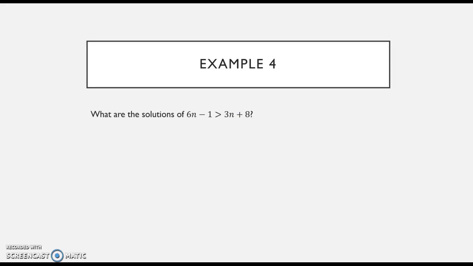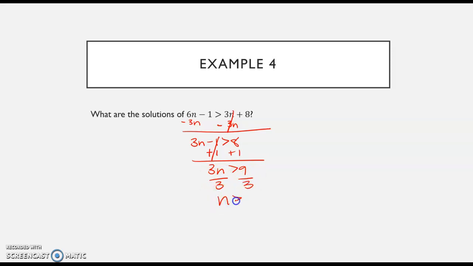Now, do I have a variable on both sides? The answer to that is yes. So I'm going to move my letter left, so I'm going to subtract 3n from both sides. So now we have 3n minus 1 is greater than 8. I've got to isolate, so I'm going to add 1 to both sides. And now we have 3n is greater than 9. Divide by 3. And n is greater than 3.